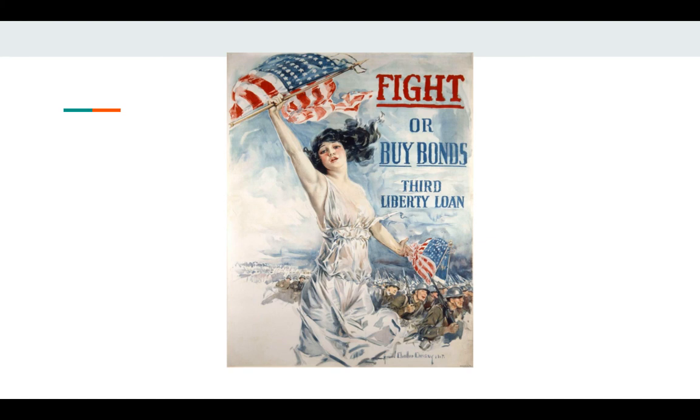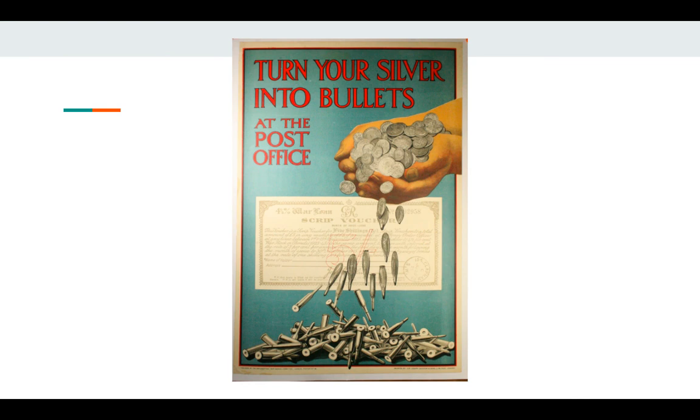Next one is a Liberty Bond, Liberty Loans here. It's a lady holding an American flag with some soldiers down there in the background who are headed off to battle, "Fight or buy bonds." So basically, this is saying that everybody can play a role in the war, whether it be physically going to fight or financially buying war bonds and Liberty Loans.